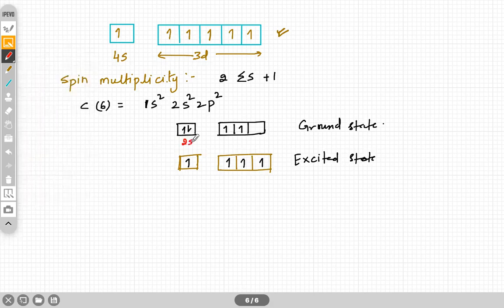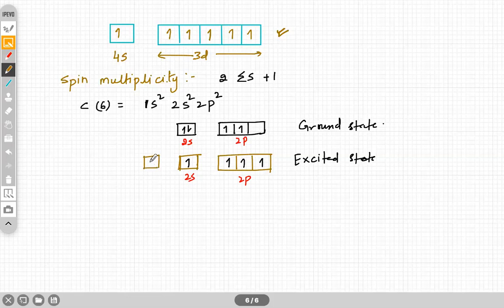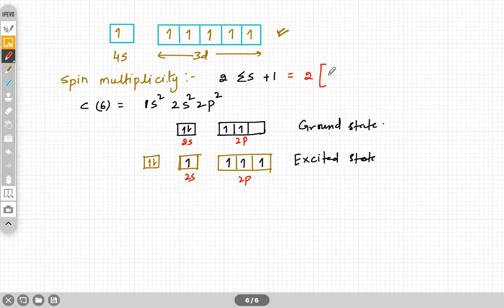This is 2s, this is 2p, and 1s we also have here, which has two electrons like this. So how do we calculate spin multiplicity? We have 2, summation of s means the number of electrons with clockwise orientation, that is 1, 2, 3, 4, 5. So 5 electrons with clockwise orientation, plus half for each, plus 1 electron has anti-clockwise orientation, 1 into minus half, bracket close, plus 1. This is the spin multiplicity of carbon.